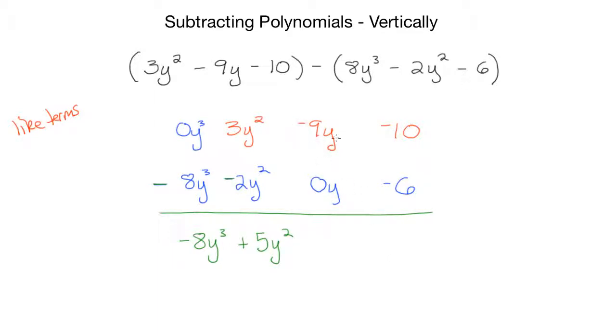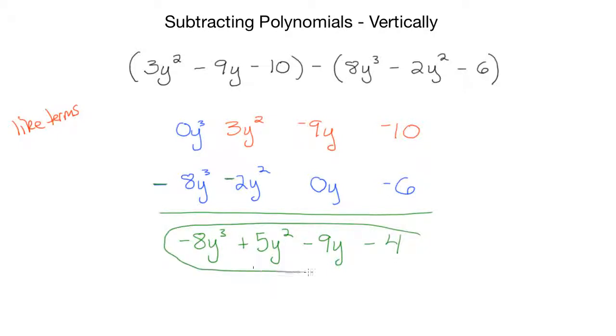I've got negative 9y minus 0y. So negative 9 minus 0 is just going to stay negative 9y. And finally, we've got negative 10 minus negative 6. There's that double negative again, so it turns into negative 10 plus 6, which is still going to be a negative number. It's negative 4.